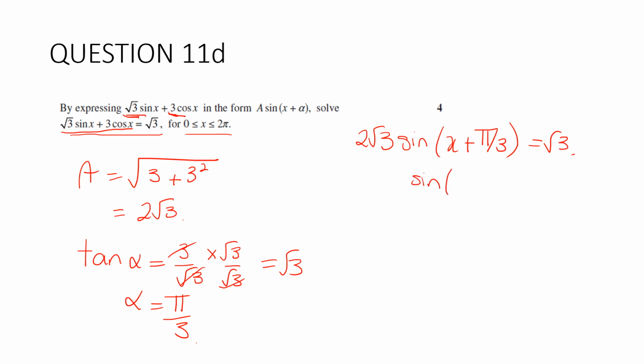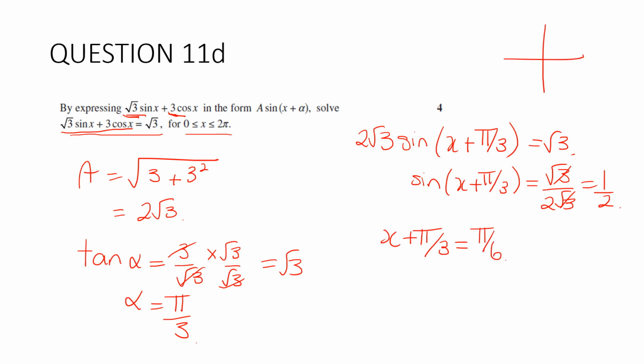So sine of x plus pi on 3 is equal to root 3 on 2 root 3, which is equal to half. Okay, so x plus pi on 3 is going to be equal to, so if the sine of a half is pi on 6, now let's think about where we are. Sine is positive here and here, so it can be pi on 6 or 5 pi on 6, but I'm going to keep my eye on it just in case we're going to need an extra one. We are going to need an extra one.